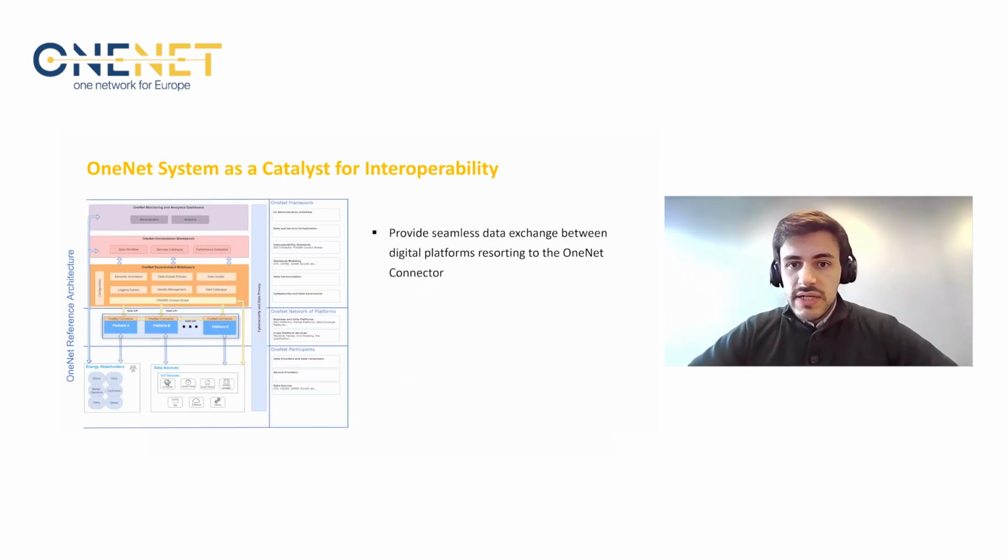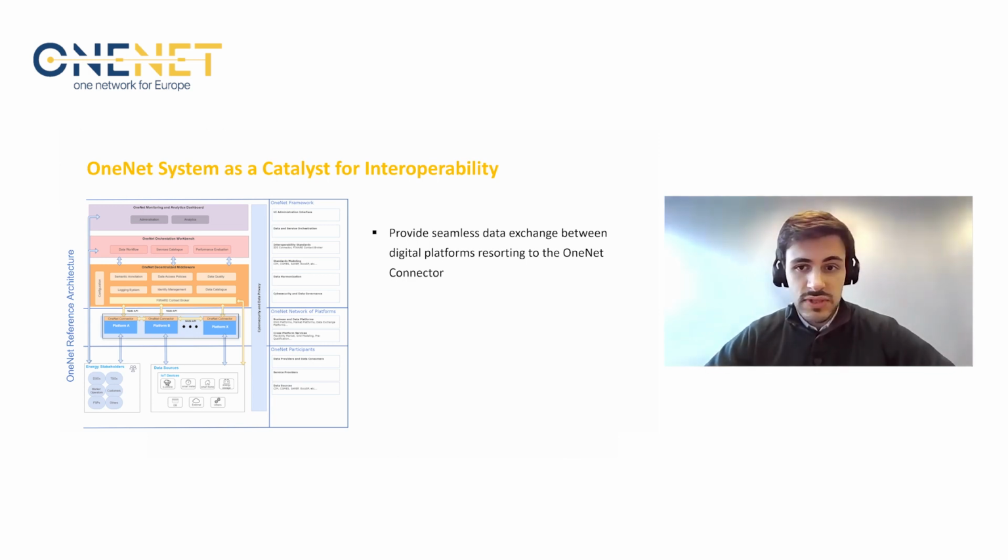Now to delve a little bit into the OneNet system, because we believe that the OneNet system is a catalyst for interoperability, since it encompasses many of the components that I explained before. And the OneNet system has behind it a reference architecture that was defined near the beginning of the project, which consists of three logical layers.